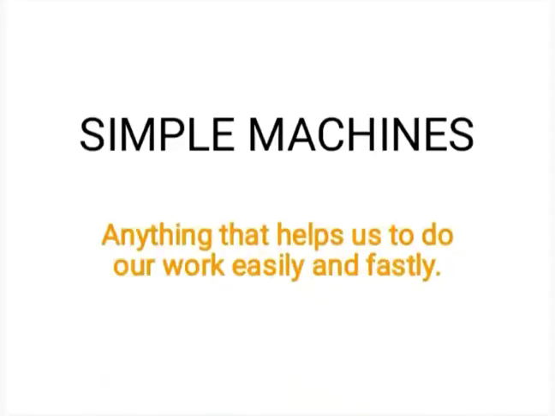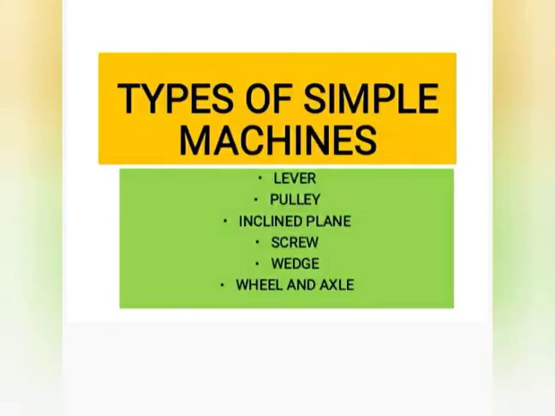What are simple machines? A simple machine is any device or tool that makes our work easier and faster. Types of simple machines. There are 6 kinds of simple machines. They are lever, pulley, inclined plane, screw, wedge, wheel and axle.